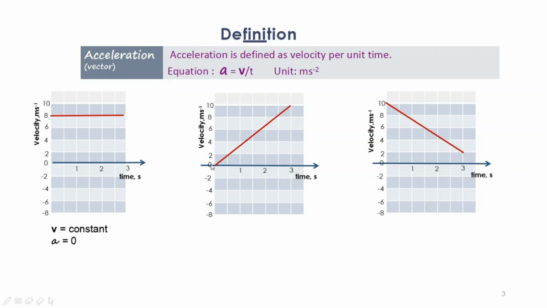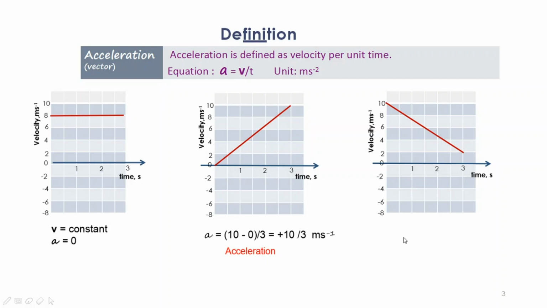The second graph is the uptrend straight line where at time equal to 0, velocity equal to 0, and at time equal to 3, velocity equal to 10. Hence, from here, we should be able to calculate the acceleration is equal to 10 minus 0 divided by 3. The answer is given as shown. Since as time grows the velocity is increasing, we call this acceleration.